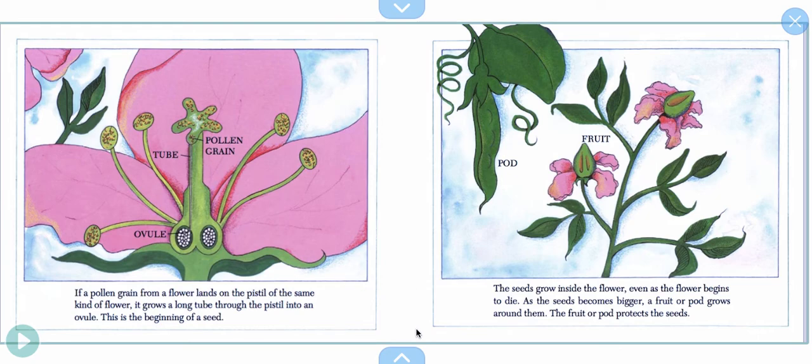The seeds grow inside the flower, even as the flower begins to die. As the seeds become bigger, a fruit or pod grows around them. The fruit or pod protects the seeds. So this is a pod. Some of you may have seen pods before, like green beans. If you ever get fresh green beans and snap them, that's a pod, okay? And then there's the fruit that's going to come out of the middle of the flower.